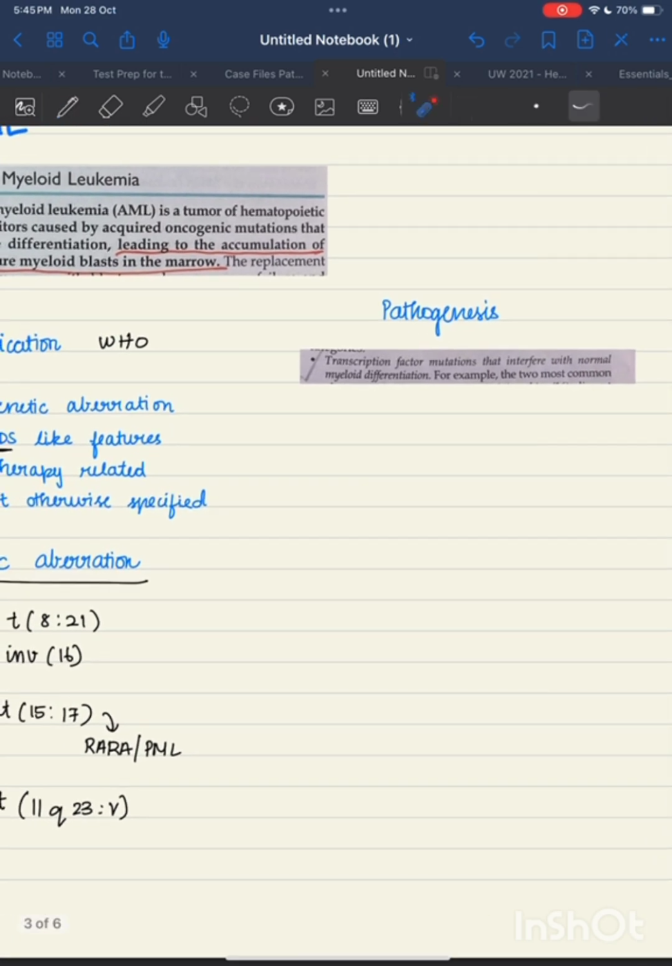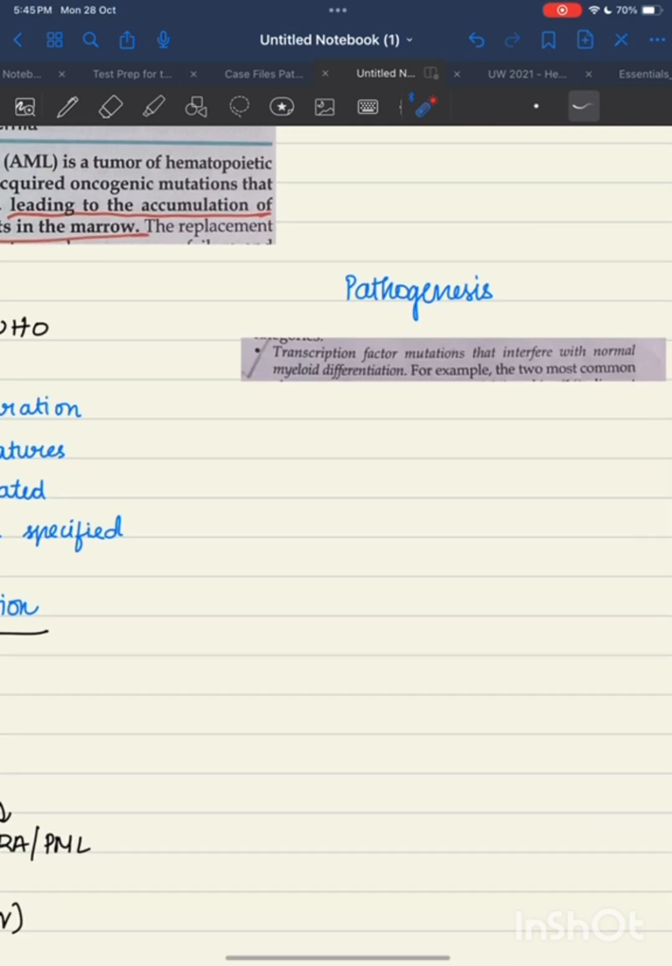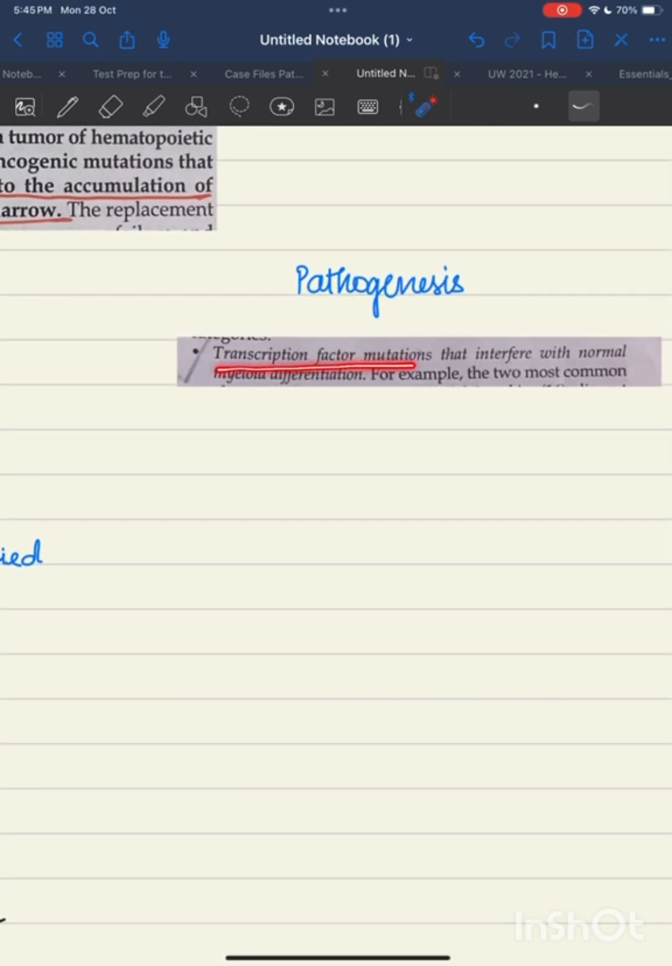Now we will discuss about pathogenesis. Pathogenesis is discussed under four headings in Robbins. Mutations in AML tend to fall in four functional categories. Now we are going to discuss about all the four functional categories. First one is transcription factor mutation that interferes with normal myeloid differentiation. So here the normal myeloid differentiation is disturbed.